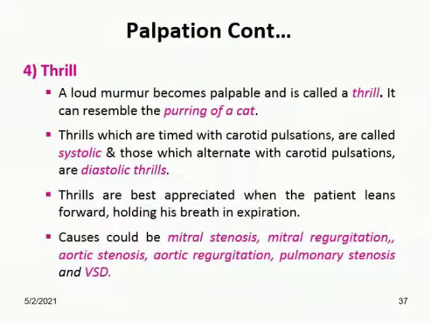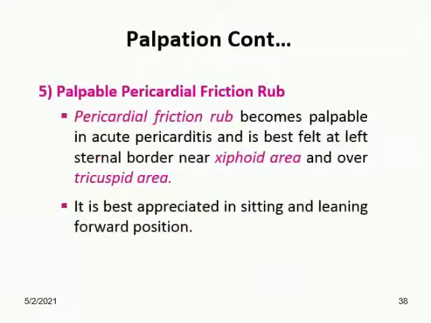Thrill. A loud murmur becomes palpable and is known as a thrill. It can resemble the purring of a cat. Thrills which are timed with carotid pulsations are known as systolic, and those which alternate with carotid pulsations are known as diastolic thrills. Thrills are best appreciated when the patient leans forward, holding his breath in expiration. Causes of thrills could be mitral stenosis, mitral regurgitation, aortic stenosis, aortic regurgitation, pulmonary stenosis, and ventricular septal defect.